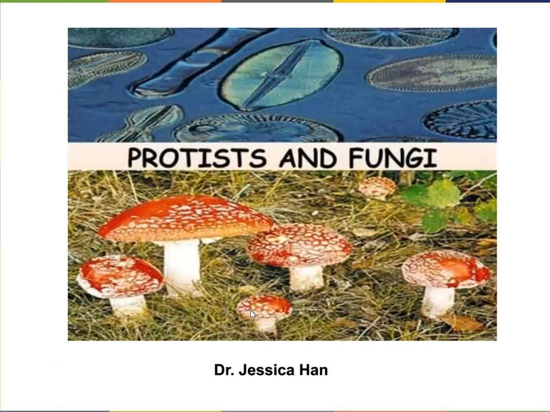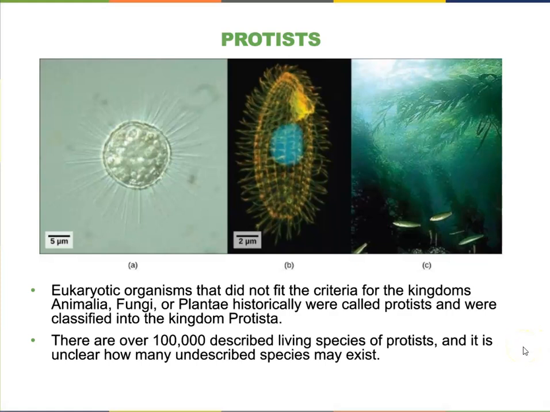In this mini lecture, we're going to talk about protists and the fungi. Both of them belong to the eukaryotes. Protists do not fit the criteria for the kingdoms of animal, fungi, or plant. Protists are classified into their own kingdom, Protista. Even though over 100,000 species of protists have been described, there are still many that are undiscovered.